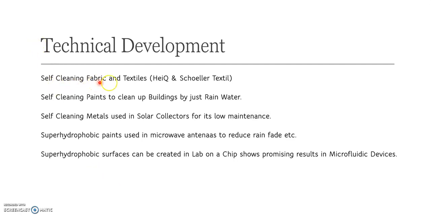Imagine you are having a self-cleaning fabric and textile. You don't need to go for a washing machine. You can just put water on it and it'll clean itself. No detergent, no washing machine. You're saving electricity, you're saving detergent, you're saving a whole lot of cost.